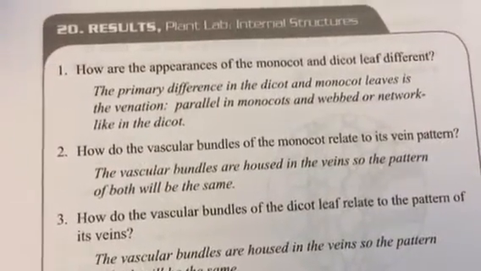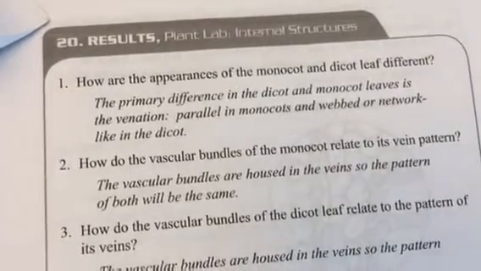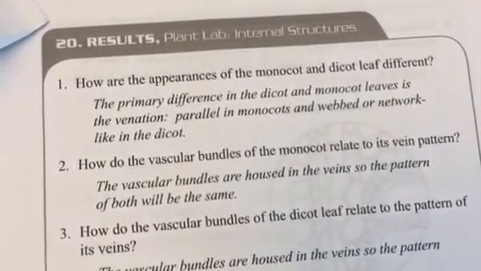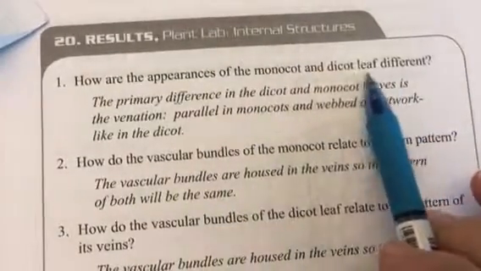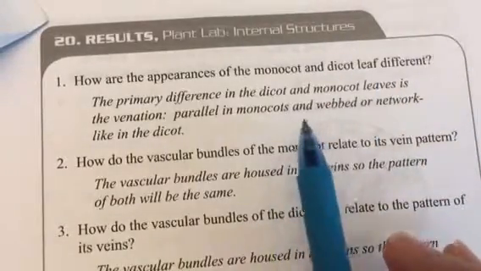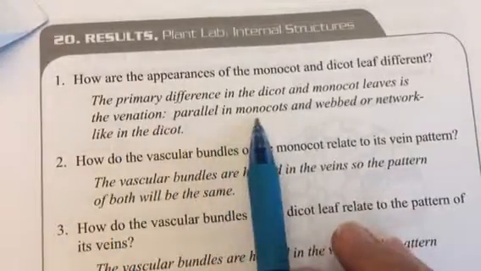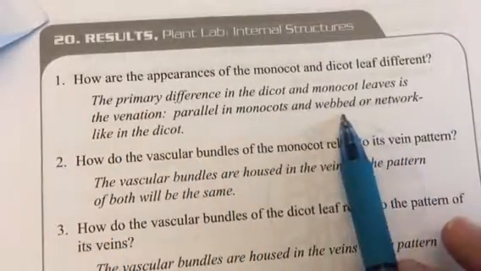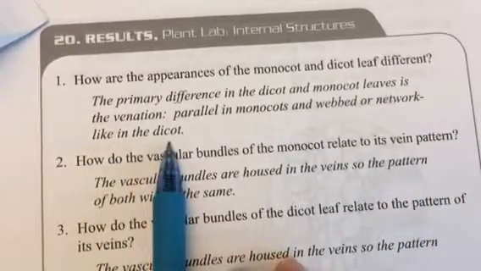We're going to discuss the results of Lab 20 that we did today in lab, starting on page 101. Number 1, how are the appearances of the monocot and dicot leaf different? So we're talking about leaves here. The primary difference is going to be that the venation is different. Here it is spelled for you. In the monocots it's parallel and it's webbed or network-like, I like that, network-like in the dicot.